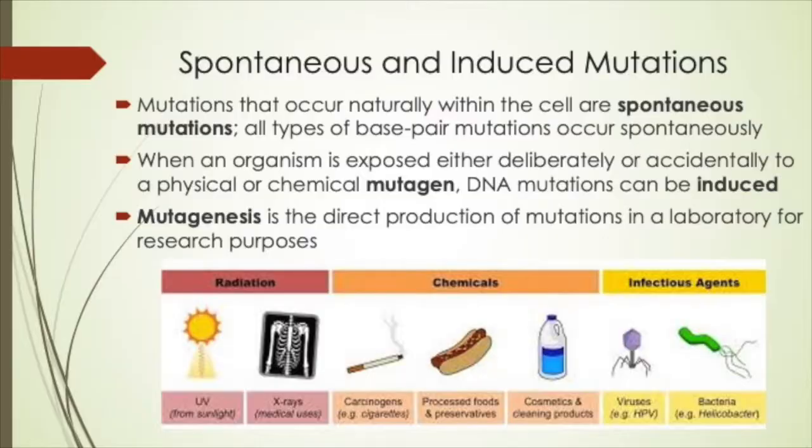Okay. So now we're going to be talking about mutations. We talk about different types of mutations. There are spontaneous mutations. All types of base pair mutations can occur spontaneously. These spontaneous mutations occur naturally within the cell. But when an organism is exposed, either deliberately or accidentally, to mutagens, DNA mutations can be induced. These are induced mutations, right? And then mutagenesis is the direct production of mutations in a laboratory for a research purpose.